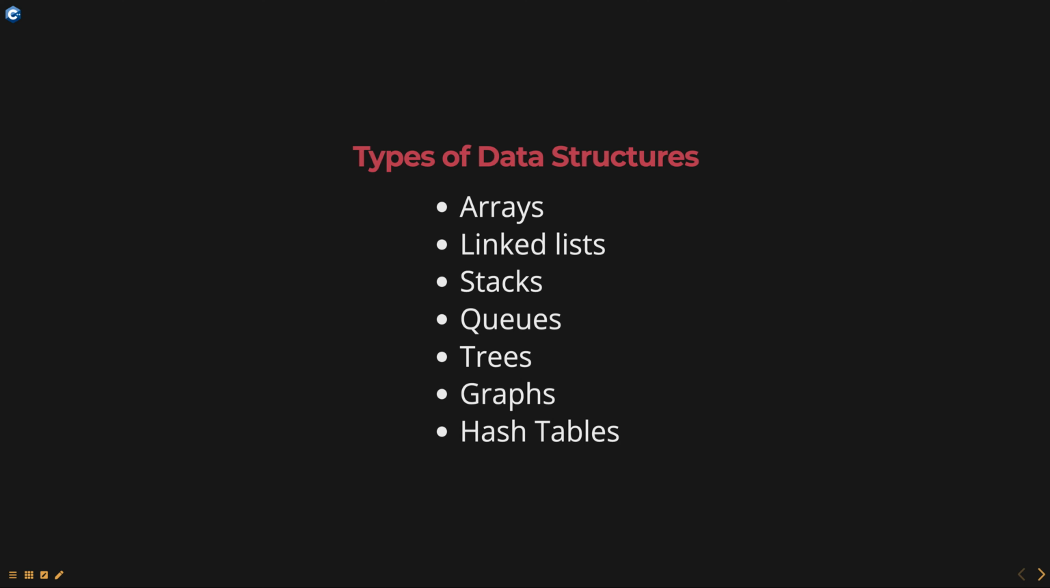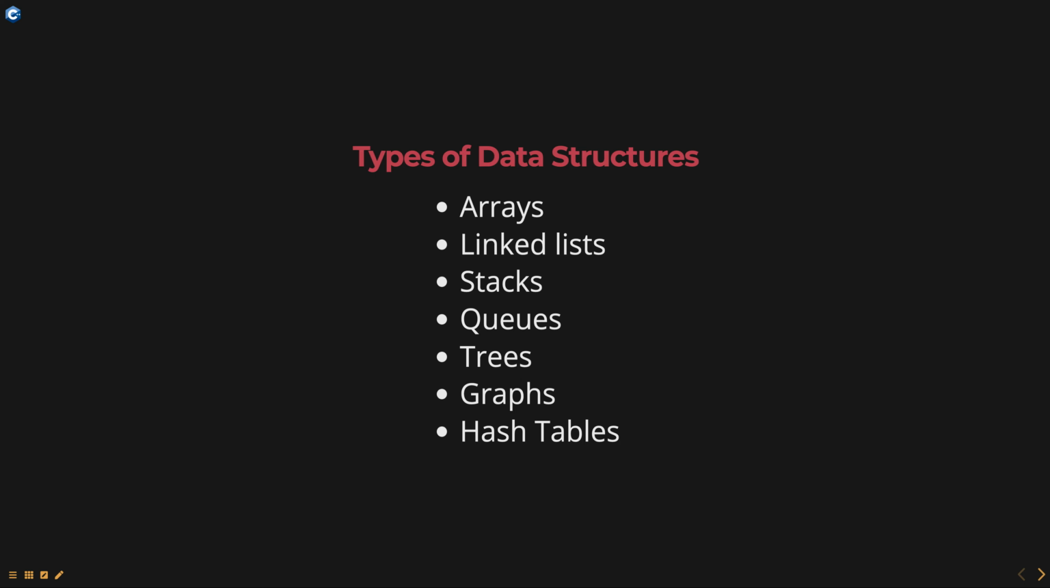Queues. A queue is a collection of elements where the first element added is the first one to be removed. In short, it is called first in, first out. Queues are used for managing incoming requests or tasks in a computer system.